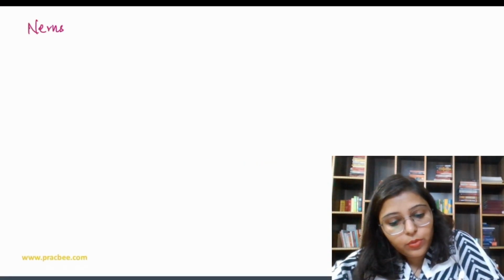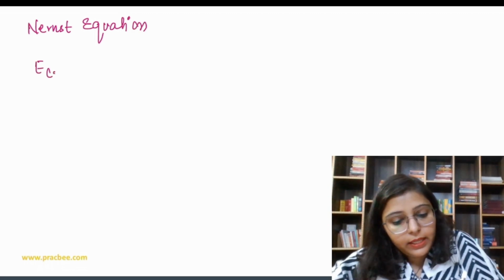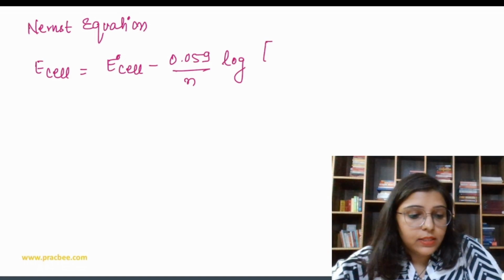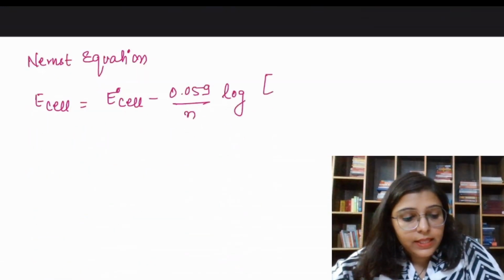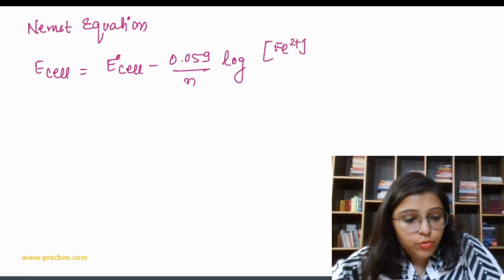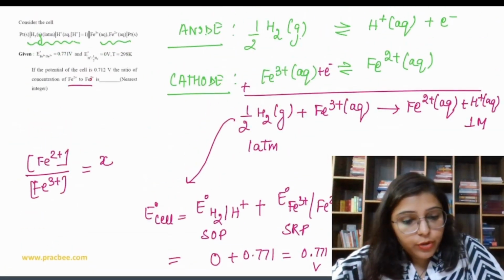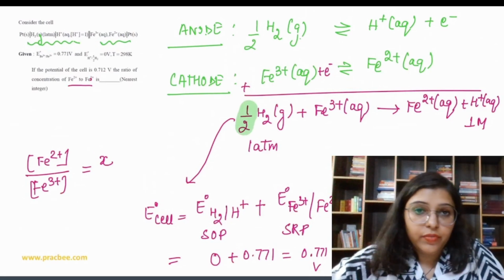Now let's apply the Nernst equation. So on applying the Nernst equation, we get E cell is equal to E naught cell minus 0.059 upon n, log of concentration of Fe2 plus times H plus, divided by concentration of Fe3 plus and pressure of H2 to the power half. Why? Because the coefficient of hydrogen is half.